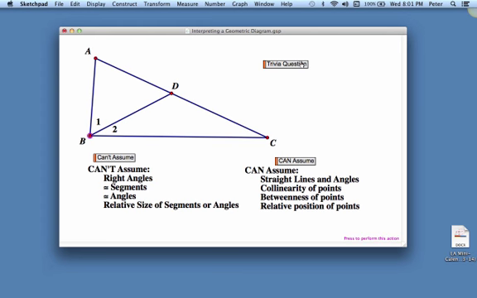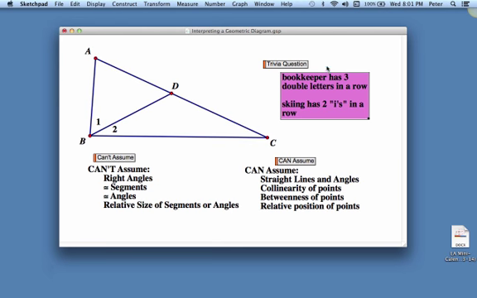Finally, the trivia question. This is your last chance to pause it. What is the only word in the English language with 3 double letters in a row? It's not betweenness. Betweenness has 2 double letters in a row and almost 3, but that E sneaks in there. And what is a word that has double I in it? Okay, you ready? The answer to the trivia question is bookkeeper and skiing. Okay, thanks for watching.